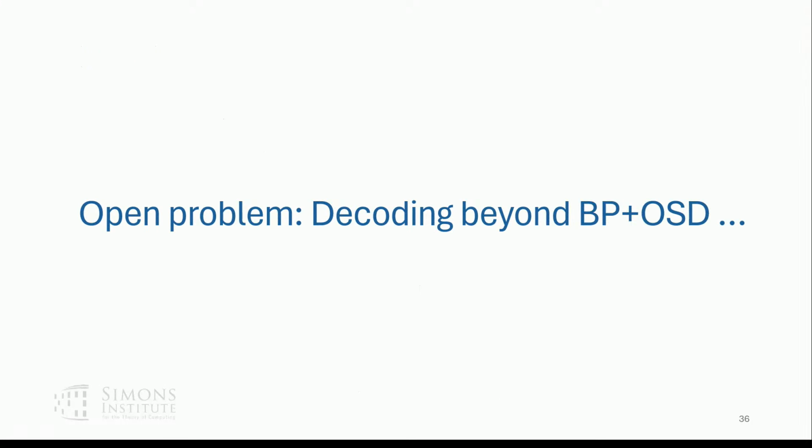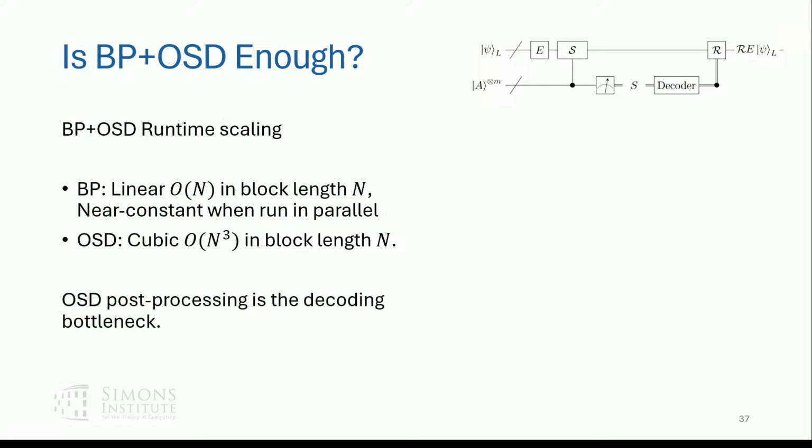Okay, so this leads on nicely to the next section, which is the question as to whether BPOSD is enough. And now to answer your question about the runtime of this algorithm. So to recap, the belief propagation component is extremely fast. So it runs in linear time in the block length and almost constant when run in parallel. However, the big bottleneck in our belief propagation plus ordered statistics decoder is the OSD component, because that requires Gauss elimination, which is by comparison really slow. So it's cubic in the block length in the worst case, and also very difficult to parallelize.